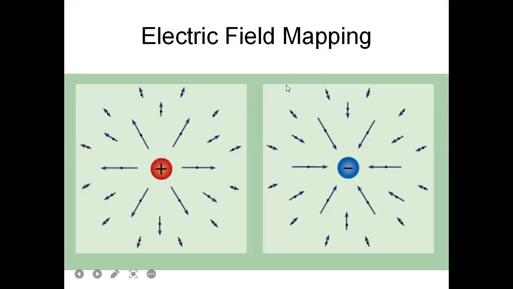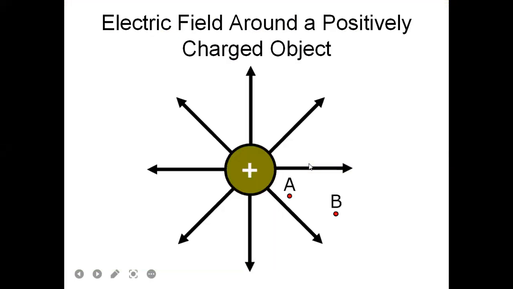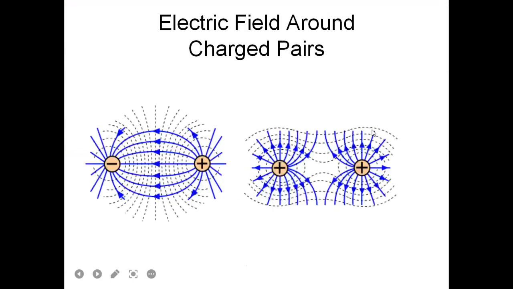So the electric field mapping: this is the positive charge and the force will be outward. And this is the negative charge, the force will be inward. So this is the graphical depiction. So the electric field around a positively charged object will be like this from A to B. This is the positive charge and P is the test charge. Then the electric field will be like this.